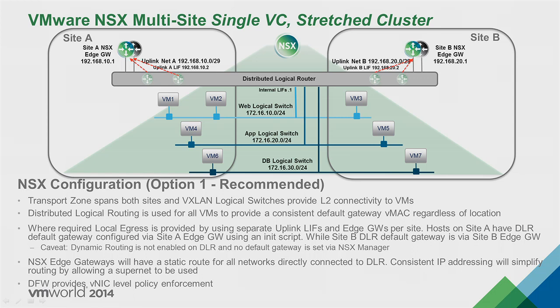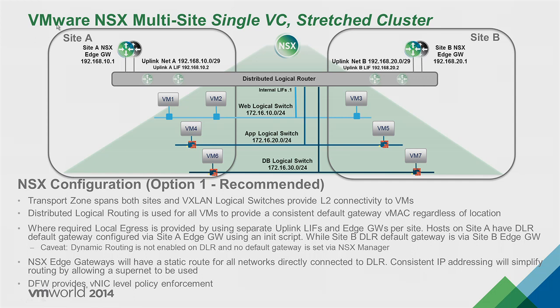Because if you're not enabling dynamic routing on the distributed router, the edges will need a way of routing to these logical networks. The easiest way to do that is to program a static route for all of these logical networks, so having consistent IP addressing will certainly help here as well. And then finally, the NSX Distributed Firewall gives us that policy enforcement regardless of the virtual machine location, so it really removes the need to maintain any network state on those edges for firewalling.